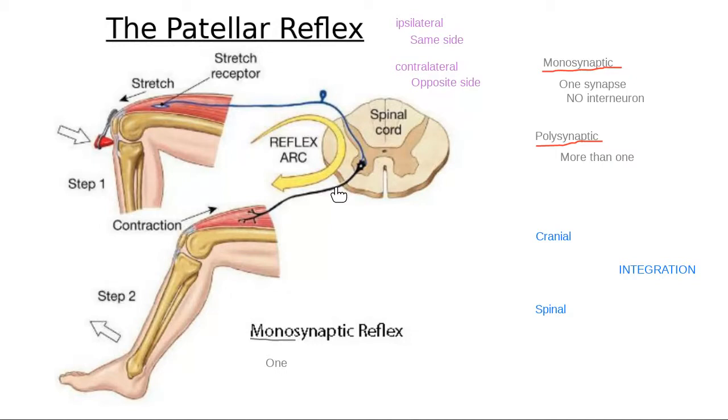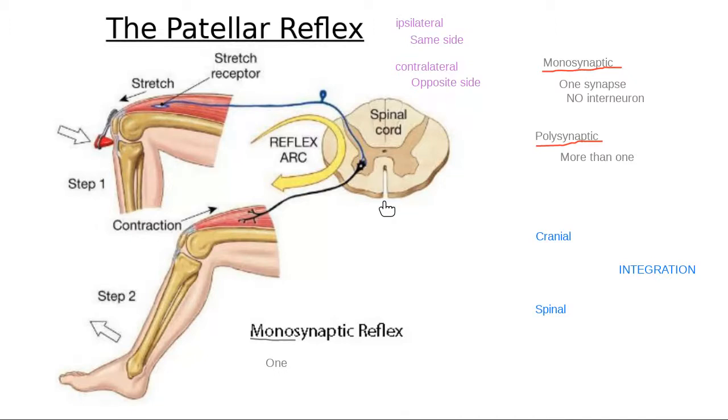With the patellar reflex, here's what we need to know. First thing we need to know about the patellar reflex is that it is a monosynaptic reflex. There is one synapse, one place where a sensory neuron synapses with a motor neuron. Second thing we need to know, the patellar reflex is a spinal reflex. We know this because we see the spinal cord. That's the place where my neurons are synapsing with each other, in the spinal cord.